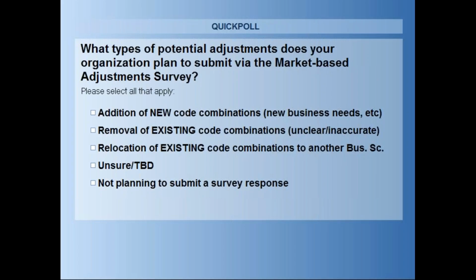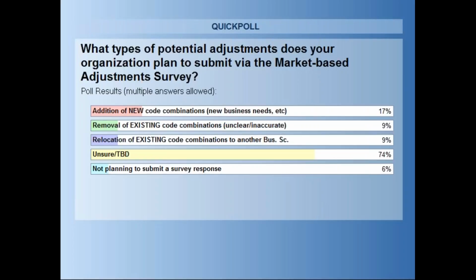All right, I will close the poll and share the results. Well, I'm noticing a little theme here. Unsure, or TBD, was the largest percentage here. It was 74%, and this was a select all that apply. I should have made that clear, but hopefully you caught that. 70% indicating that addition of new code combinations, 9% equal with removal or relocation, and then 6% indicating that they're not planning to submit. So Bob or Omni, what do you make of these results?